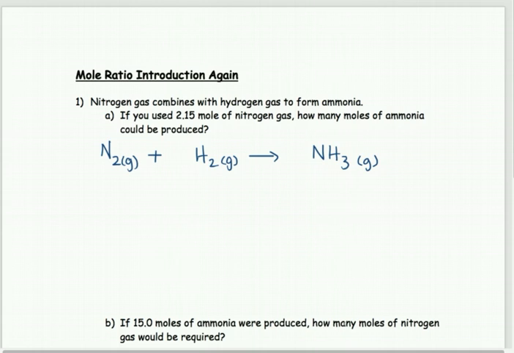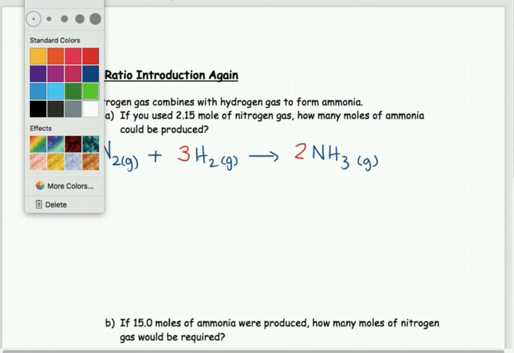So I have 2 nitrogen here, so I'm going to check the other side. I only have 1, so I'm just going to put a 2 in here. All right, and then nitrogen looks good. Now we're going to check the hydrogens. There's 2 here, but I have 6 altogether here, so I need to put a 3 in front. Now I'll double check again. Nitrogen, there's 2. Hydrogen, there's 6. So we're all balanced out. All right, so now we can start A.